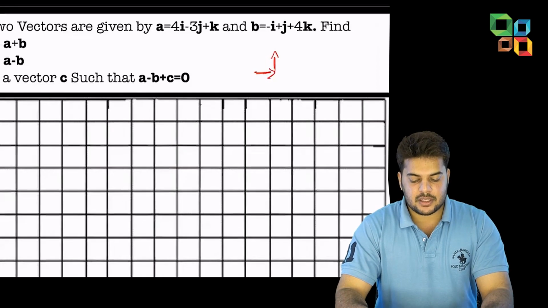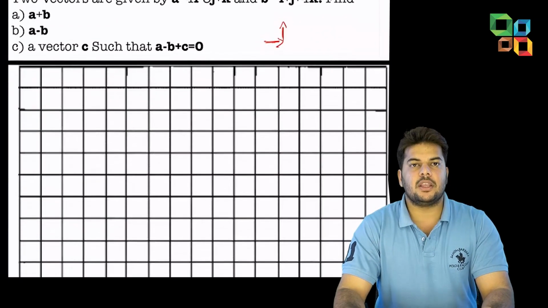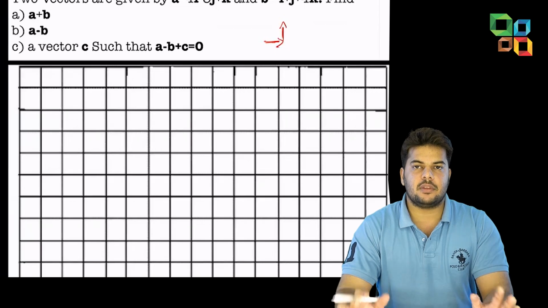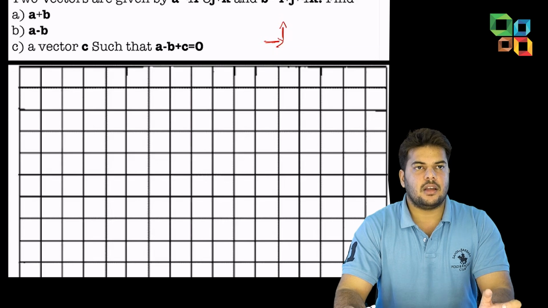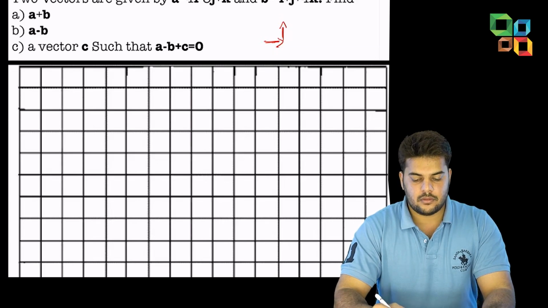Now the rules of the game are still the same. Just because I added a new thing over here, they do not change. Same thing. All right, a is 4i minus 3j plus k, and b is equal to that. Find a plus b. So just because a dimension is added, it will still work as this thing.